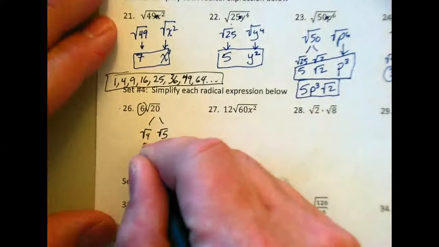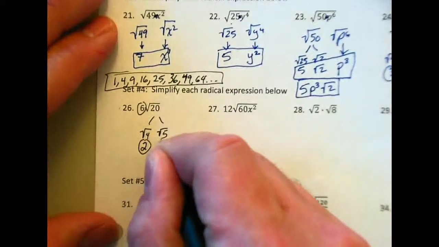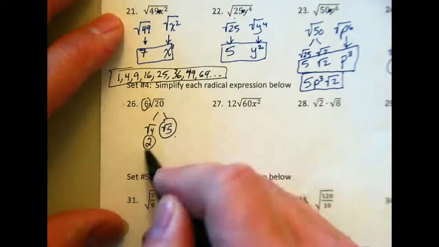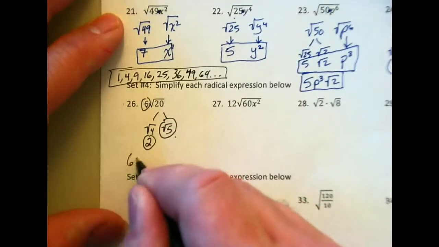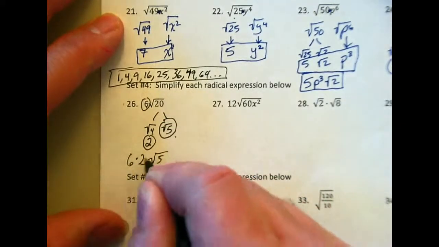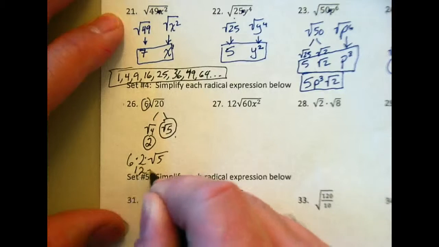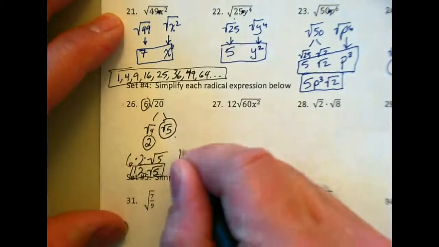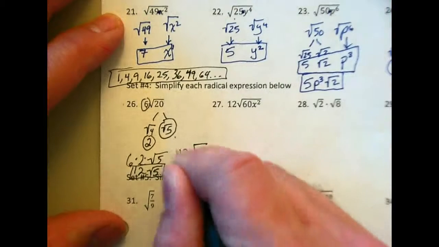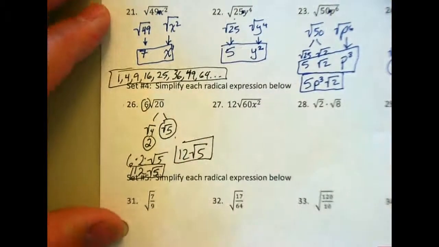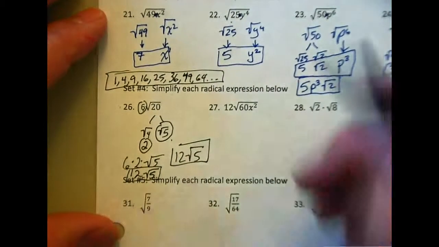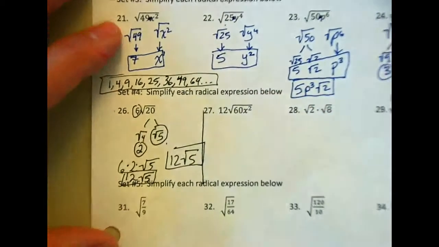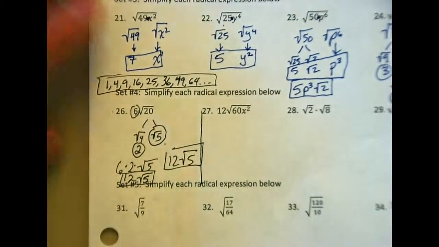This gives me 2. I'm done with that. And this gives me root 5, which I can't simplify. So my circles are what I have left. 6 times 2 times root 5 is 12 root 5. That is my solution, 12 root 5. I should write it over here where you can actually read it. 12 root 5. We have now simplified it. Okay? All right. Any questions on that?